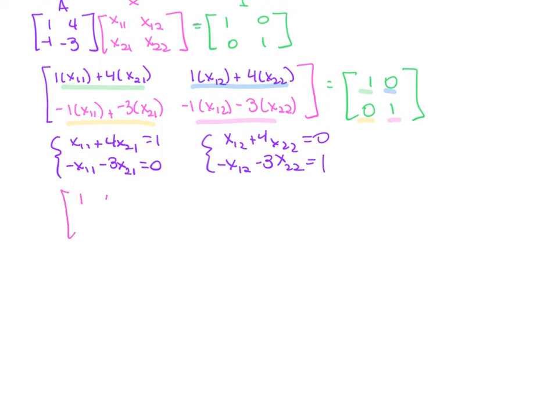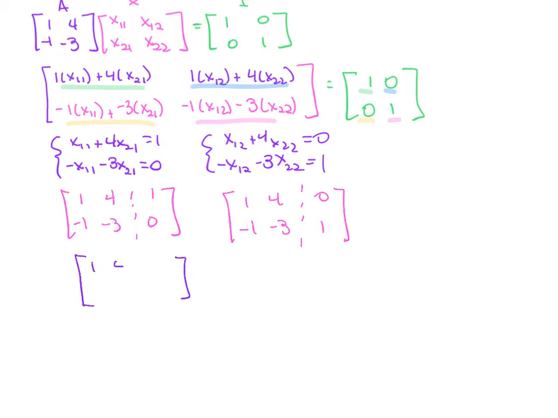So this is 1, 4, 1, -1, -3, 0 on this side. And here we have 1, 4, 0, -1, -3, and 1. So let's solve for the left. So what we're going to do is we can go ahead and just add row 1 and row 2 together to get a new row 2. So this is 0, 1, and 1, so I added row 1 plus row 2 here.